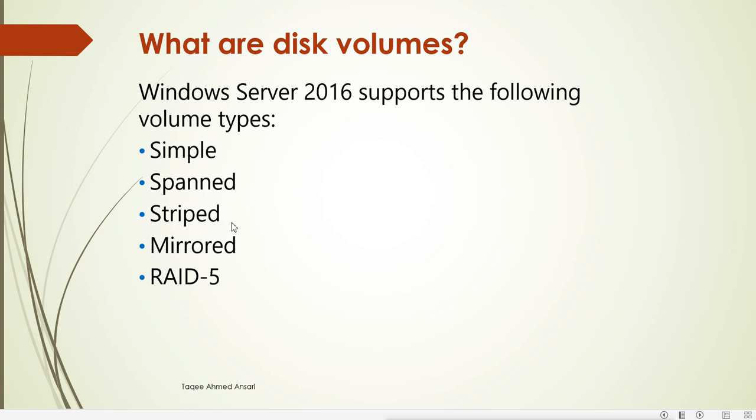So these are the different types of volumes it supports in Windows Server 2016. The first two are simple and span. Simple is a simple volume, a simple partition. Span volume is a volume expanded from one disk to another disk, and it is Windows specific, we can say. It is not supported in other operating systems. Then the last 3 are RAID partitions, RAID volumes.